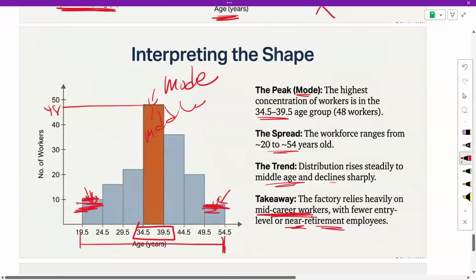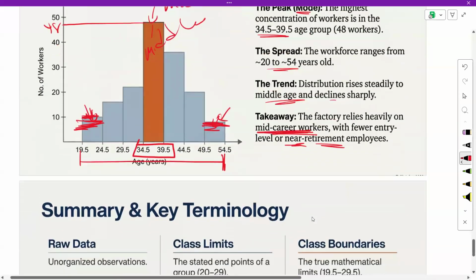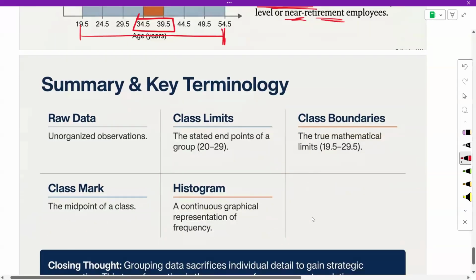So by looking at this histogram, it's easy to find the insights, the meaning of the data set. Now you can understand we can transform raw data into grouped data. For grouped data, first we have to decide how many groups we have to make, and then what the class width is, and then we put the tally marks, right? And we can put the frequencies.